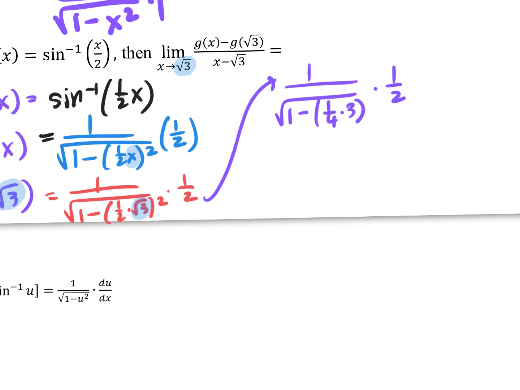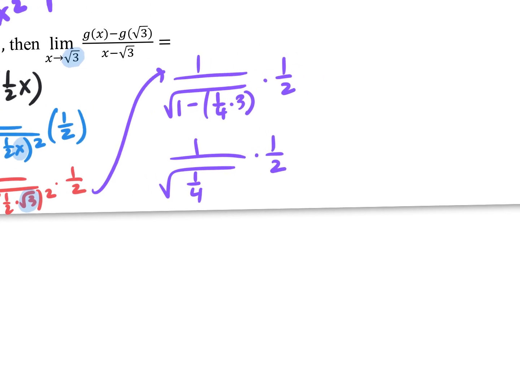And then I have a half still hanging out. 1/4 times 3 is 3/4. 1 minus 3/4, or 4/4 minus 3/4 is 1/4. Okay, so I got 1 over root 1/4 times 1/2. When I've got a root like that, you're allowed to go like this. Root 1/4 is the same as root 1 over root 4. What is root 1? What is root 4? So you're saying I've got 1 over 1/2 times 1/2? It is just 1. How'd you know that?